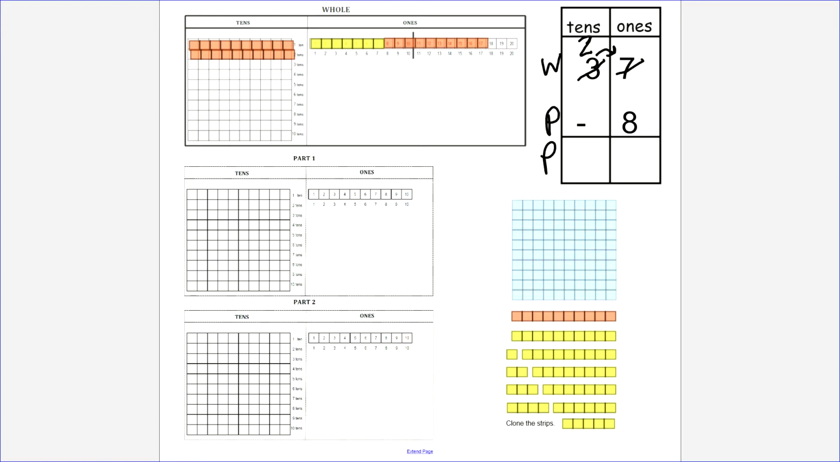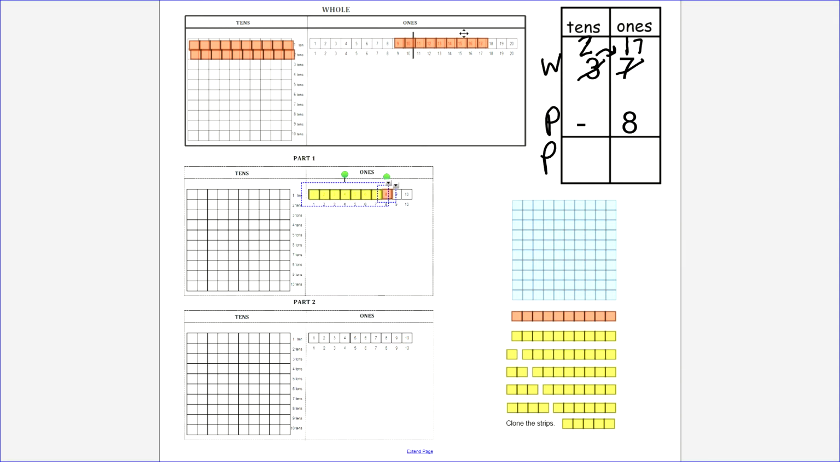I used to have 7 1s, but then I moved 10 more 1s there. 7 and 10 more is 17. So now I have 17 1s. Now that I've regrouped those 10 1s to the ones place, I have more 1s than 8. 17 is more than 8, so now I can subtract. I'll go ahead and take those 8 1s for part 1.